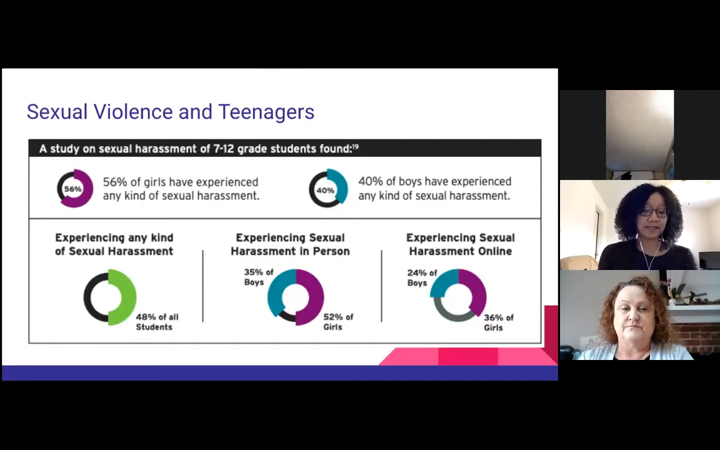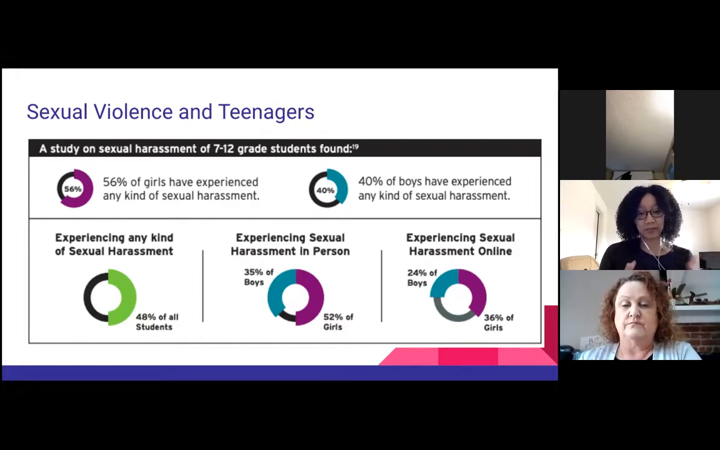These are some statistics from the National Sexual Violence Resource Center around sexual violence and teenagers. This is a study of 7th to 12th grade students that found that 56% of girls have experienced any kind of sexual harassment and 40% of boys have experienced any kind of sexual harassment. So this is not something that just happens to certain groups or certain people. It can happen to anyone. And in fact, as you can see, it is incredibly prevalent, and it's something that happens equally in person and online.